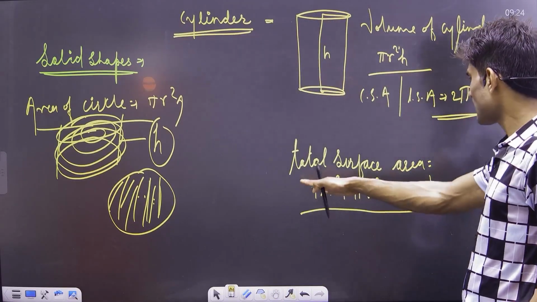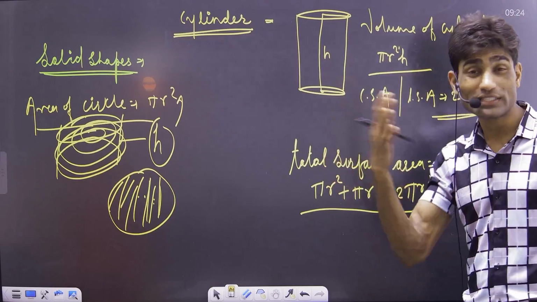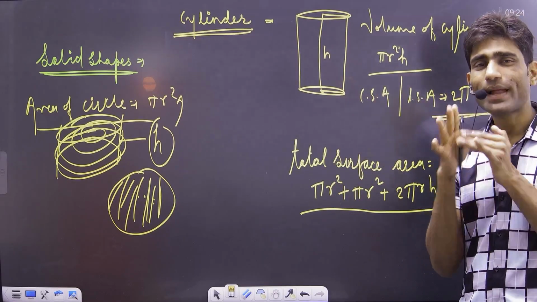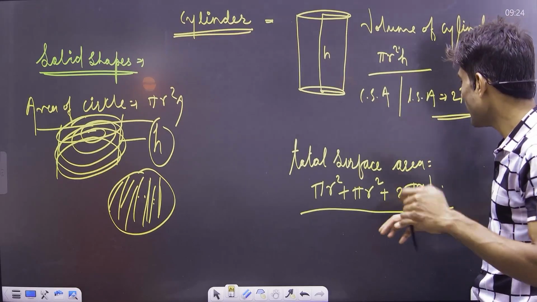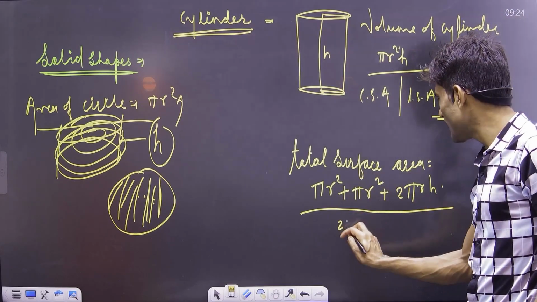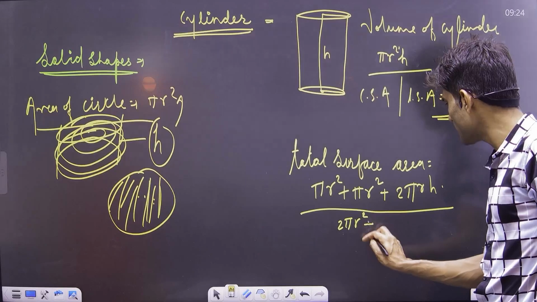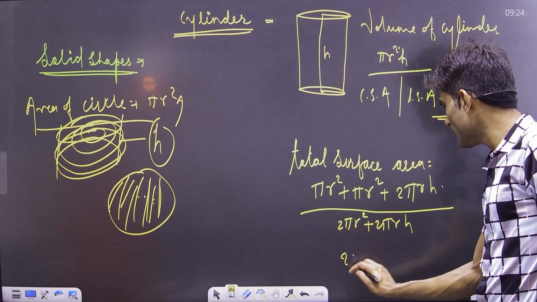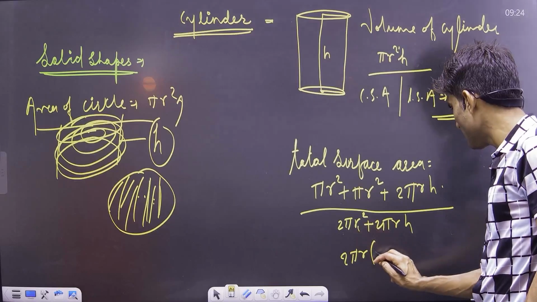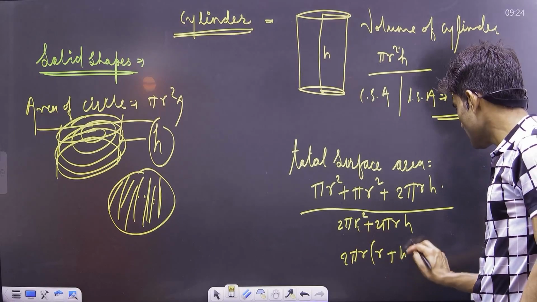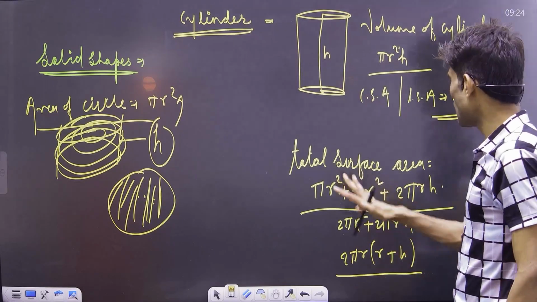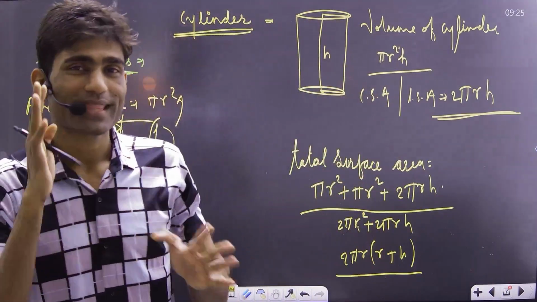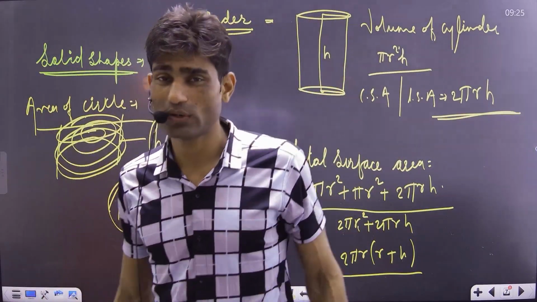Now see that this is our complete total surface area. So we make it into a short form so that we can understand it easily. Pi r square plus pi r square, we write as 2 pi r square plus 2 pi r h. Take 2 pi r common, then under it remains r plus h. This is our total surface area for our cylinder. That's it for our cylinder.